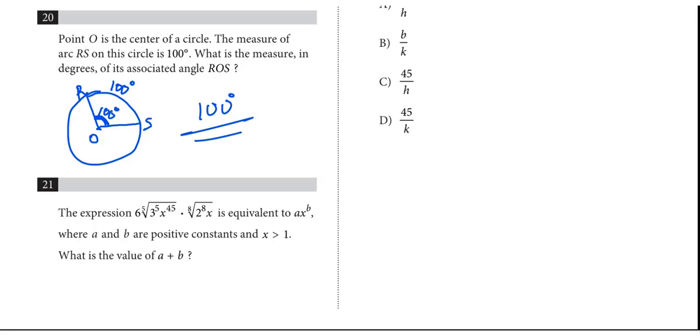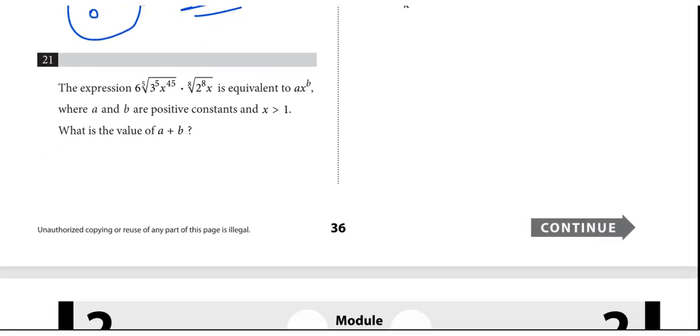All right, so question 21. The expression 6 times the fifth root of 3 to the power of 5x to the 45, times the 8th root of 2 to the power of 8 and x, is a x to the b, where a and b are positive constants and x is greater than 1. What is the value of a plus b?